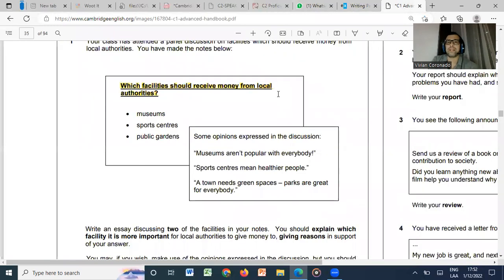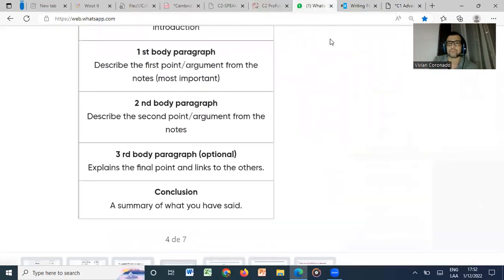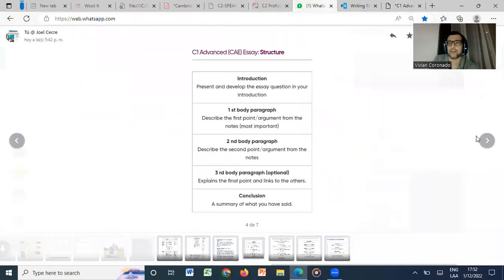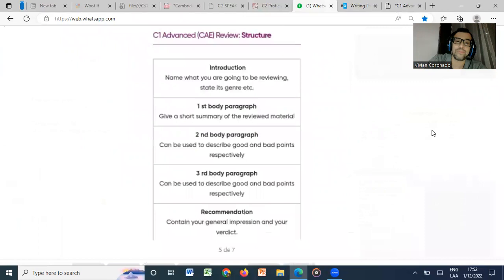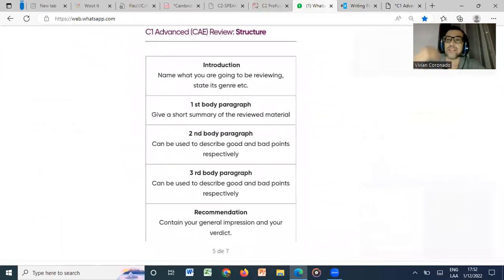Now let's go with another format. Let's go with the review. The review is one of the easiest ones because, you remember, a review in Spanish is una crítica, okay? So in the review, it doesn't have to be formal, it can be informal.